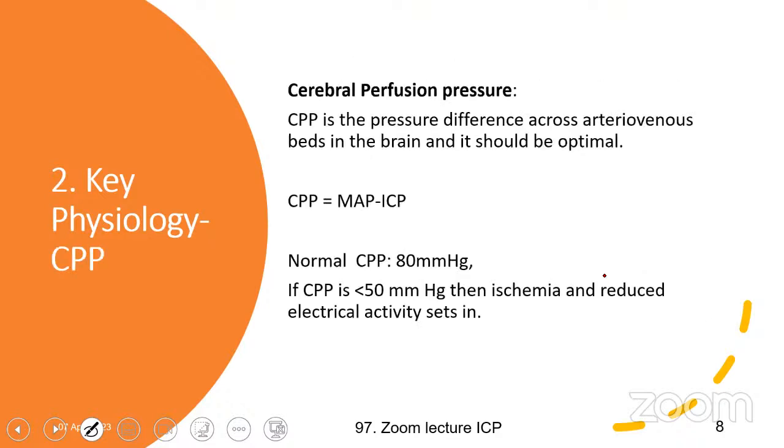The main concept here is the cerebral perfusion pressure, which is a pressure difference across arteriovenous beds in the brain, and this should be optimal for cerebral blood flow to occur. So cerebral perfusion pressure is equal to mean arterial pressure minus intracranial pressure. Normally, the CPP is about 80 millimeters of mercury, and if it is less than 50 millimeters of mercury, then ischemia and reduced electrical activity sets in. So this is a concept which all students should remember.